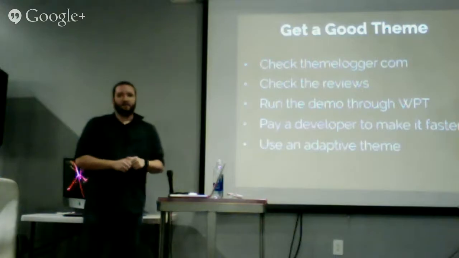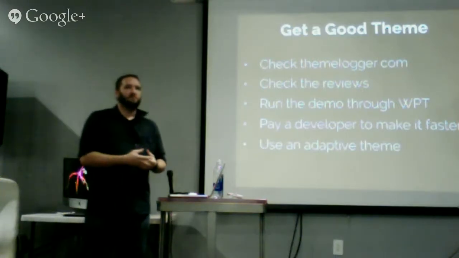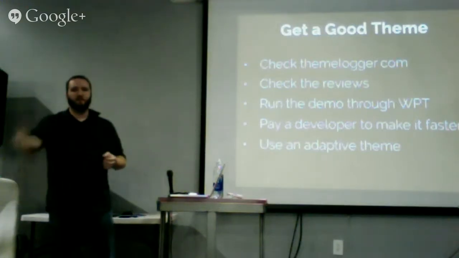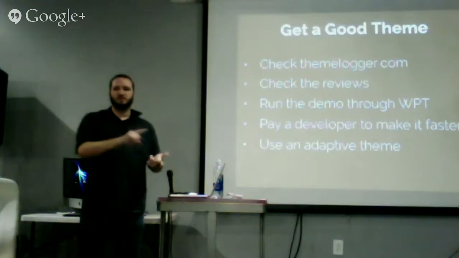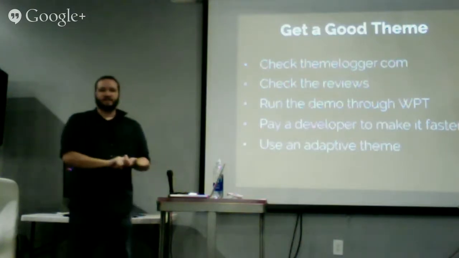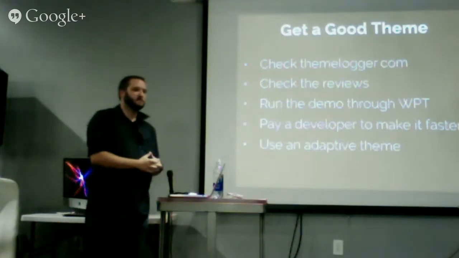And then use an adaptive theme. An adaptive theme would be: I have one theme for desktop and one theme for mobile. My mobile theme loads a lot fewer images, no social buttons, lighter weight CSS, no scripts, that kind of thing. WP Touch is good for this.